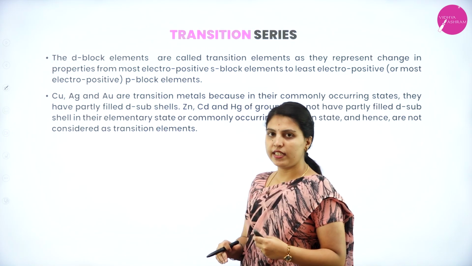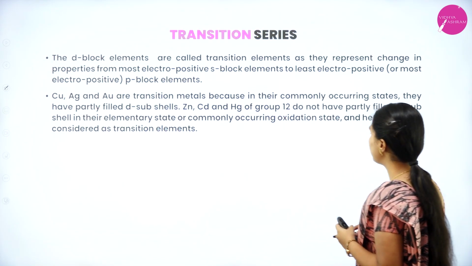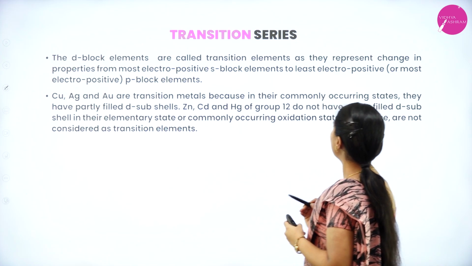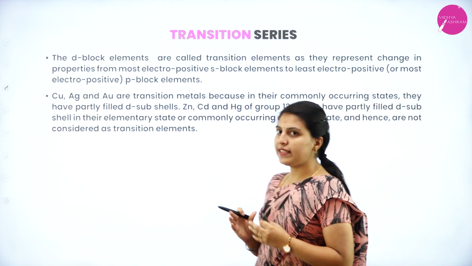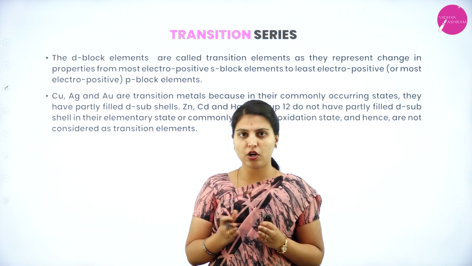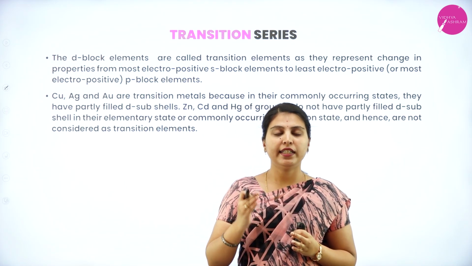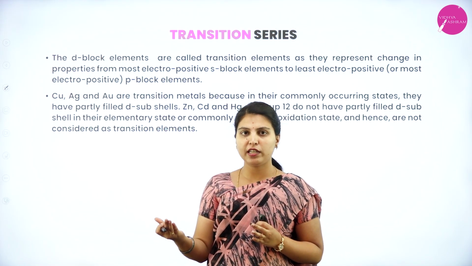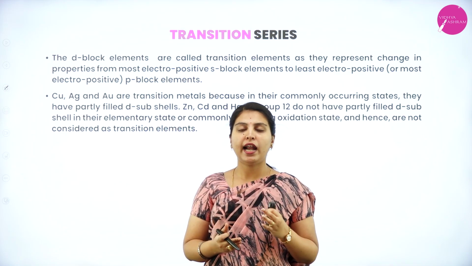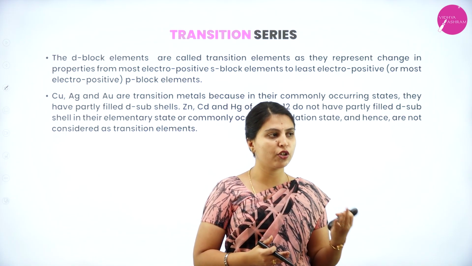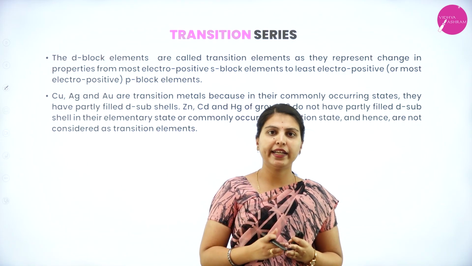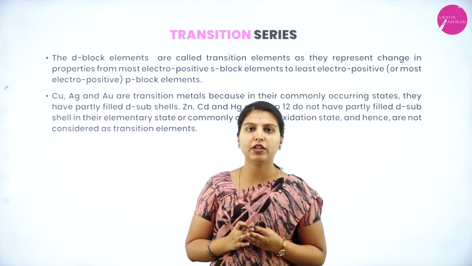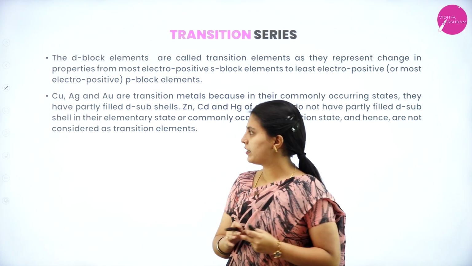Next, transition series. The d-block elements are called transition elements as they represent a change in properties from the most electropositive s-block elements to the least electropositive p-block elements. As I told, the d-block elements are called transition elements because they possess properties of s-block elements, which are more electropositive in nature, and properties of p-block elements, which are least electropositive in nature. So that transitional property is why they are called transition elements.